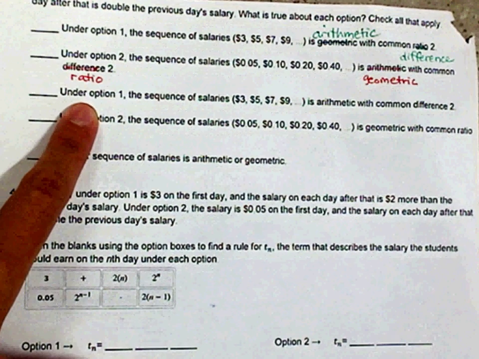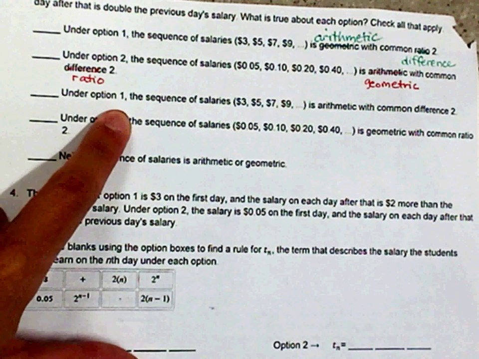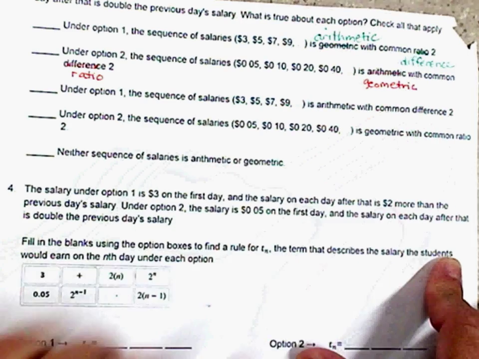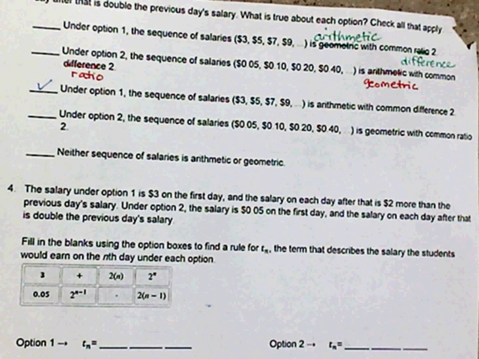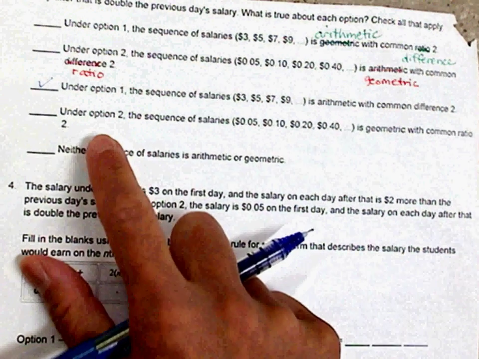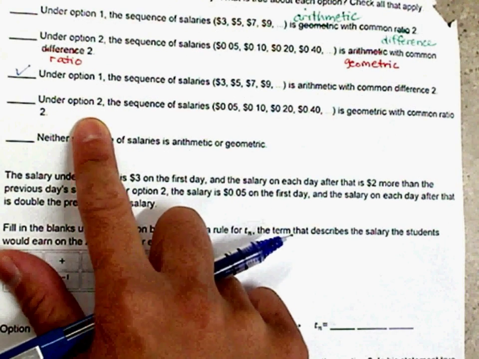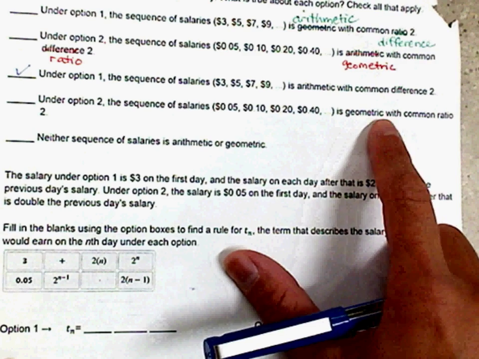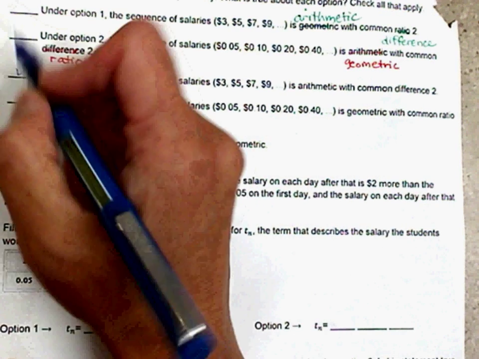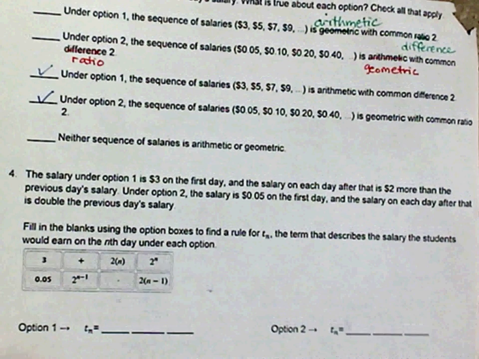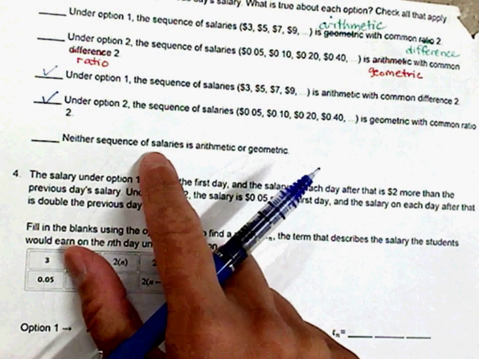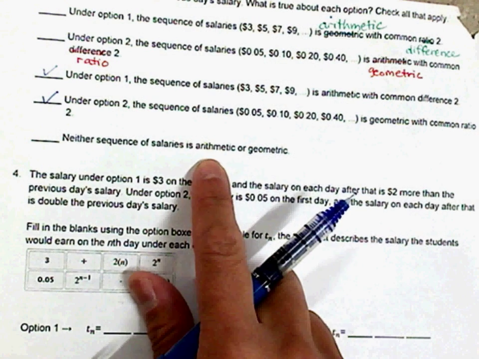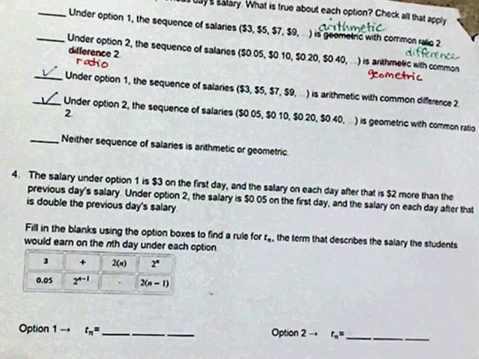Next one. Under option 1, the sequence of salaries 3, 5, 7, 9 is arithmetic with a common difference of 2. Is that true? Yes, so we put a check mark. Under option 2, the sequence of salaries 5 cents, 10 cents, 20 cents, 40 cents is geometric with common ratio of 2. Good job. Neither sequence of salaries is arithmetic or geometric. No, because one of them is arithmetic and the other one is geometric. Very good. Let's go to number 4.